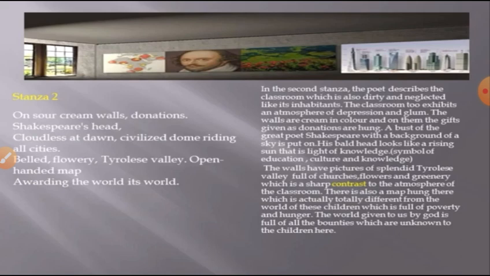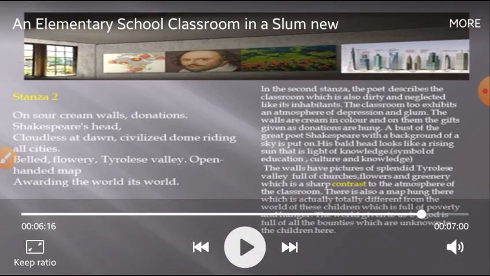Then another one, belled flowery Tyrolese Valley. Tyrolese Valley, a valley of the Tyrol region. Tyrol is a province in Austria, Europe. And what is this valley famous for? This valley is famous for beautiful, colorful flowers. And these flowers, if you do a Google search, belled flowers, are bell-shaped flowers. They look very beautiful, and there are a lot of them there. So belled flowery Tyrolese Valley.